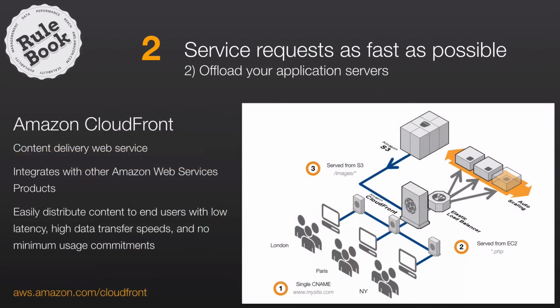Now, the second thing that you can do here is to think about using a content distribution network, a content delivery service, to make sure that you're offloading traffic from your application servers, maybe servers that might previously have held static web content, and delivering that to customers as quickly as possible. And we have a service for this called Amazon CloudFront. Once again, it integrates with other Amazon Web Services products, and it enables you to distribute content to end users with low latency, high data transfer speeds, and it has no minimum usage commitment either.